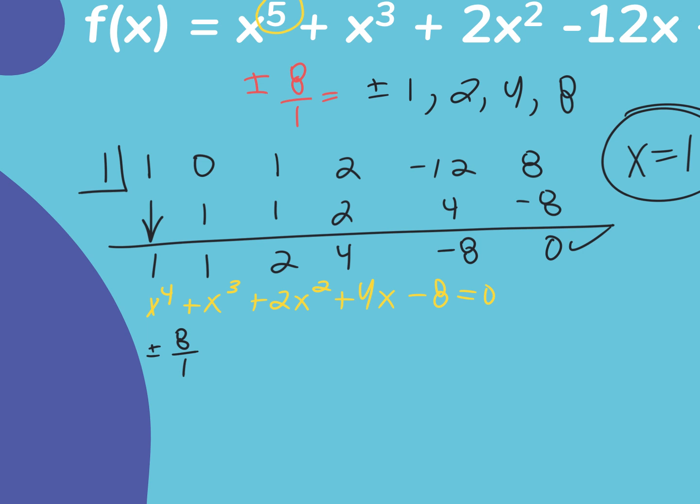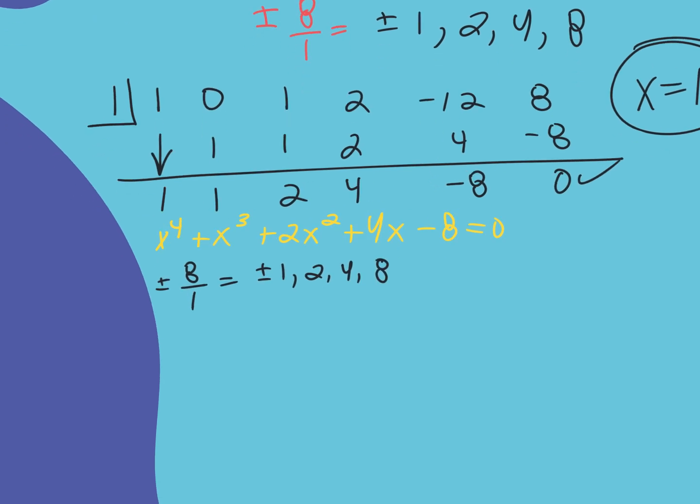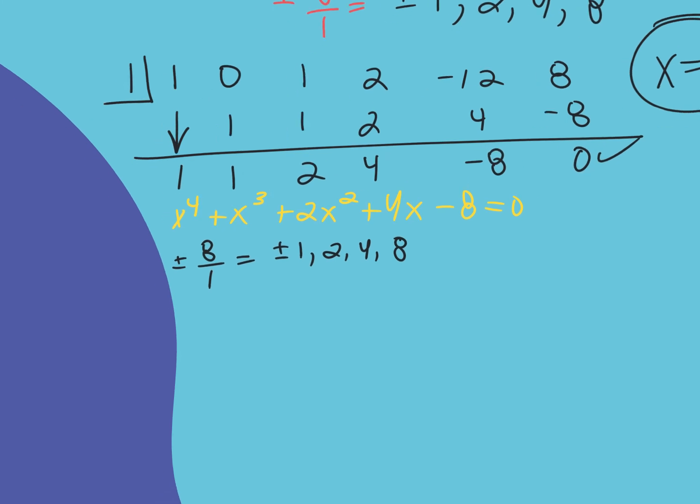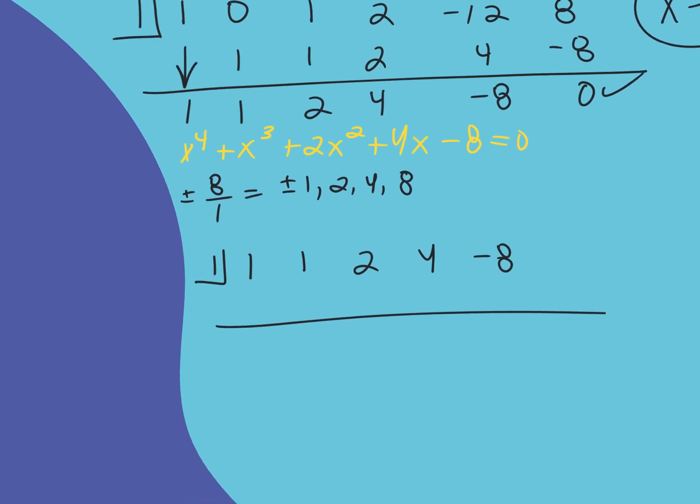So again, what are all the factors of 8? Well, plus minus 1, 2, 4, and 8. You might have to do synthetic division more than once. That's okay. So let's go ahead and write out our coefficients. I'm going to use 1. So 1, 1, 2, 4, negative 8. You guys with me? Okay, so bring this down.